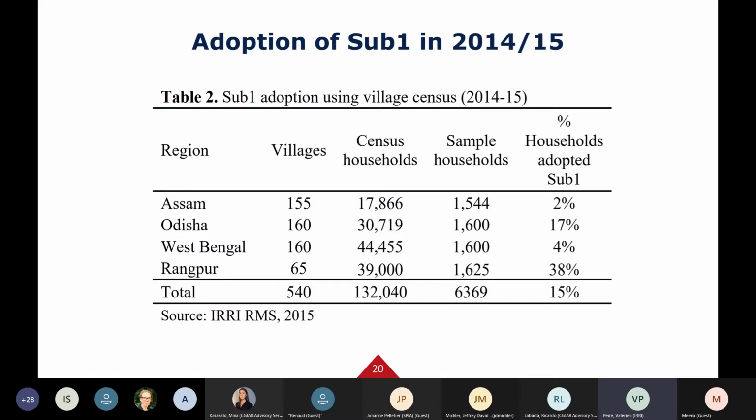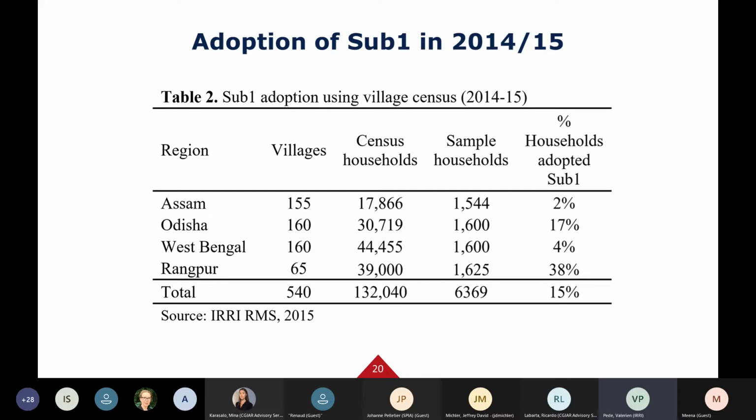So in India, we have struggled quite a lot to obtain the administrative data on STRV production. That's why we presented mainly the information on Bangladesh. And it became more complicated with the COVID situation. But still, from the RMS data, you can see here the adoption of SUB1 using the village census from 2014-2015. The major areas with high adoption of the SUB1s so far are Odisha and Rangpur, and we have adoption of 2% and 4% between Assam and West Bengal.